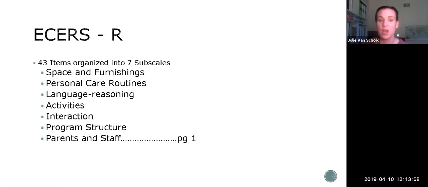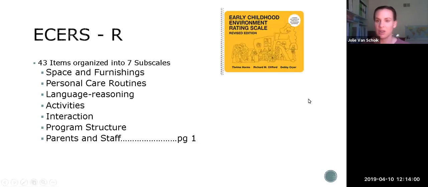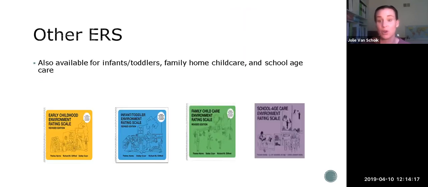So I wanted to put the ECERS in again because I just wanted you to have a chance to look at it. I know in the syllabus at the very beginning of class I said that you needed to have this, but now you actually need to get your hands on it because it's going to be really important for doing your observation for your paper.